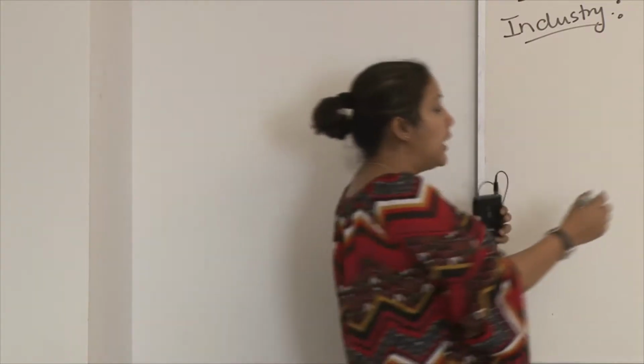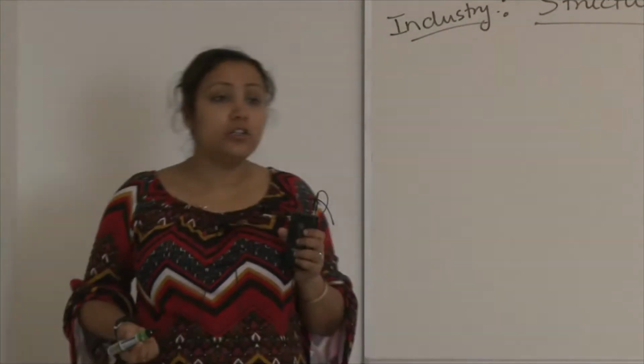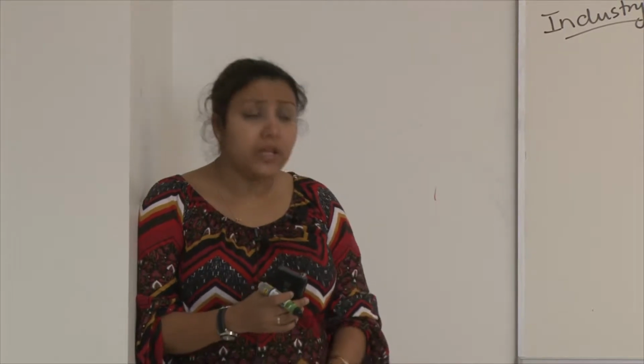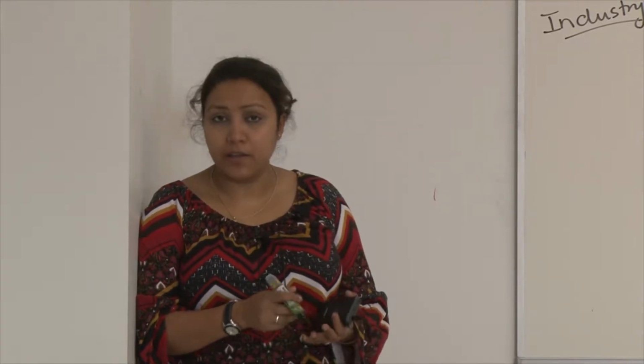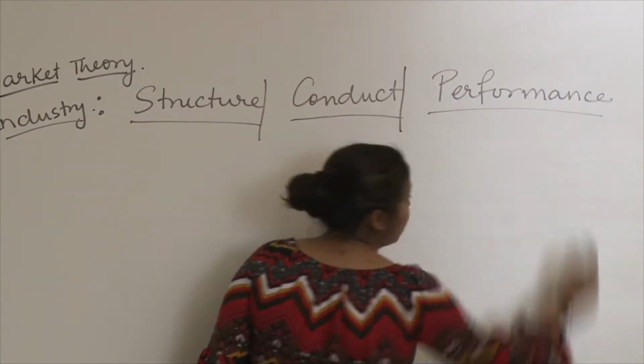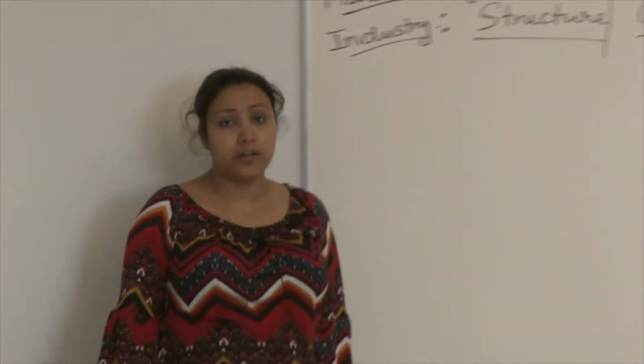Then you have the conduct. When it comes to conduct, it specifically talks about how the buyers and the sellers are conducting themselves in this market. In other words, how do they operate in the market? And finally, based on this structure and this conduct, you have the performance of the market overall. These are the three most important pillars in any market theory.